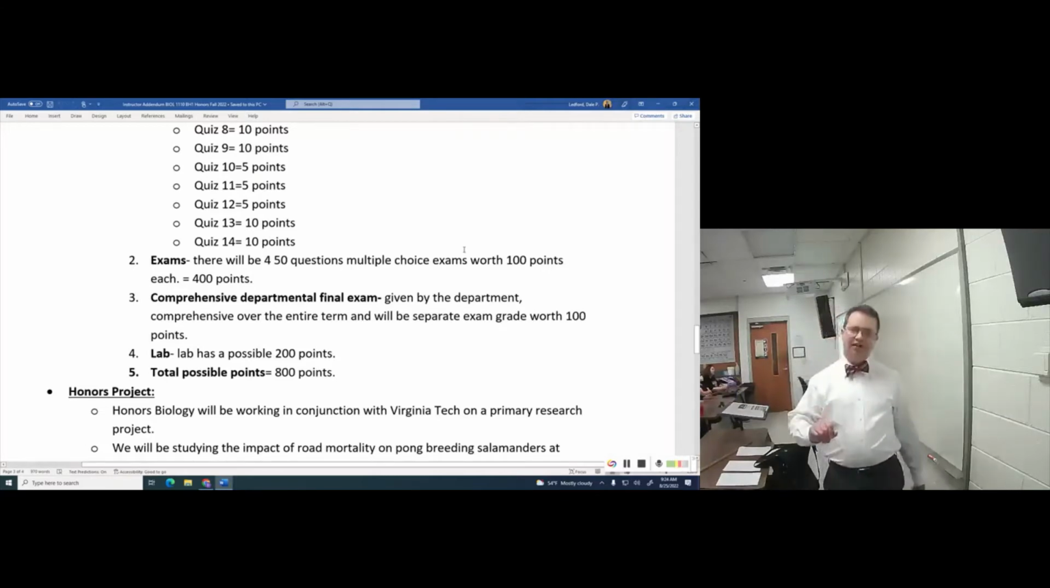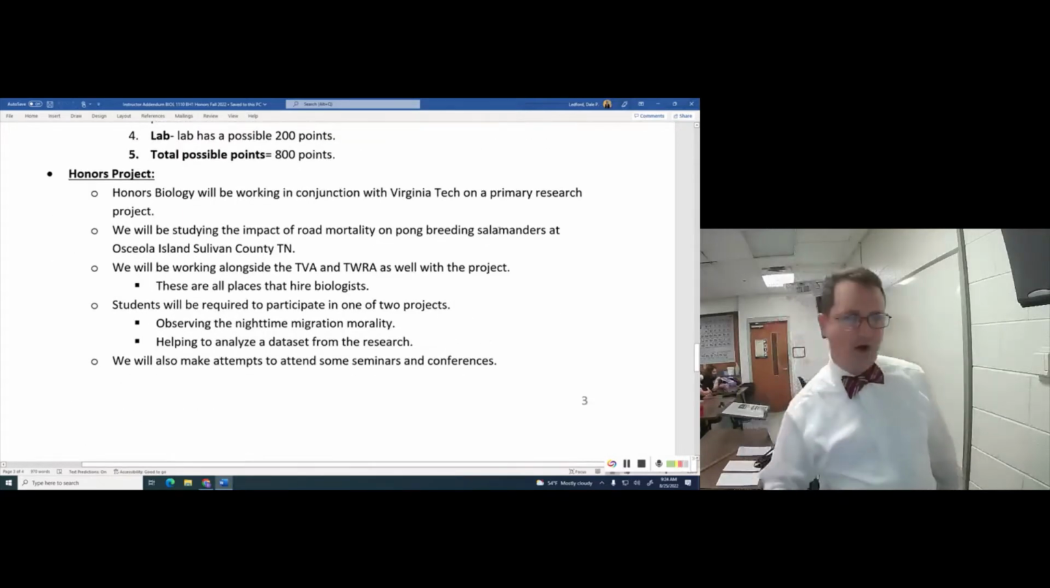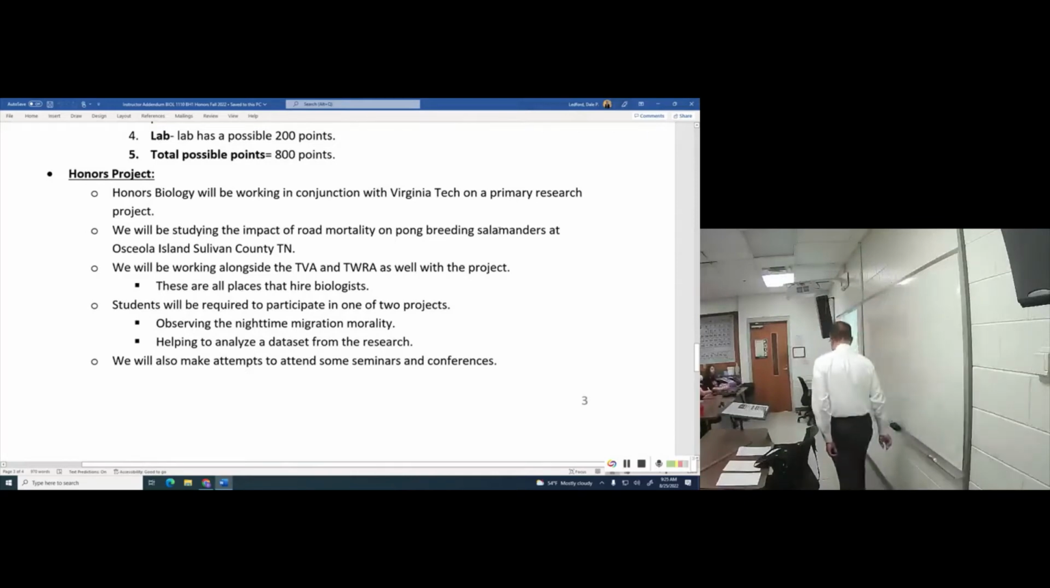Now, what is it that honors is doing to make it honors? Well, I'm working with Virginia Tech. We have some researchers at Virginia Tech, and we're assisting them with their research that they're conducting in Sullivan County. It's at a place called Osceola Island. So we will make some trips out there. We'll help them. There's a few things we're going to do.